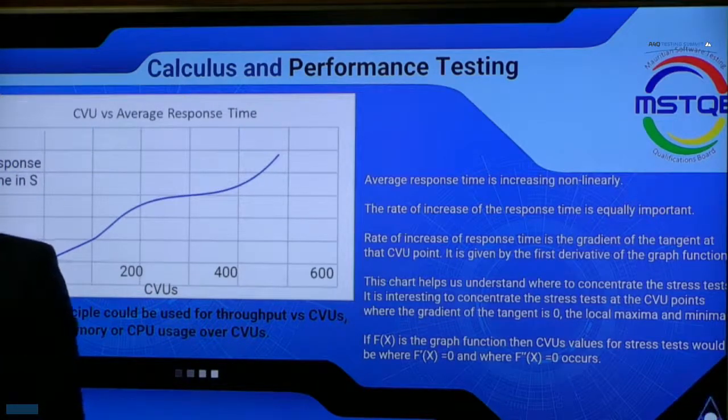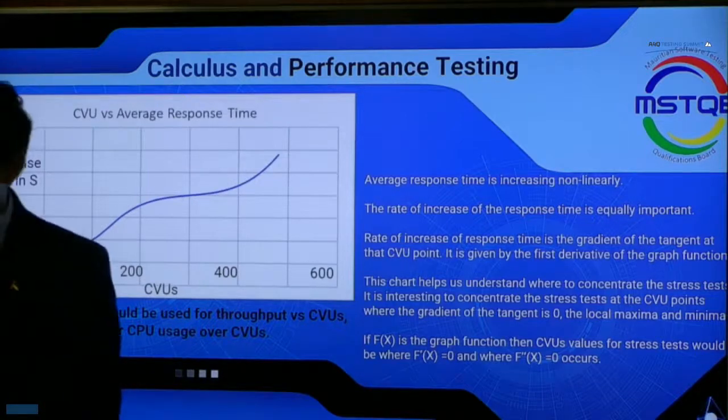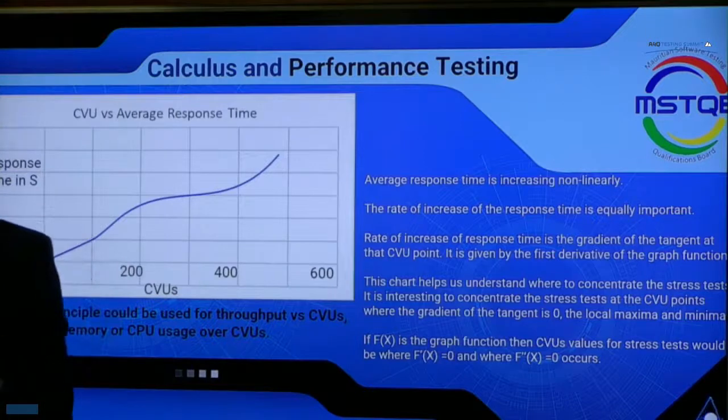So the rate of increase of response time is the gradient, and it's given by the first derivative of the graph function. If f(x) is the graph, then the first derivative will be f'(x), which is dy/dx of the curve, and that equation will give you the gradient.